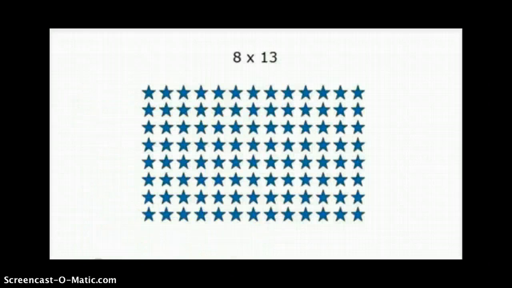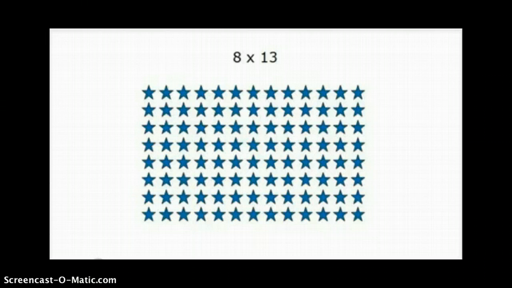I'm going to show you how the distributive property works by starting with an array. Here we have a very large array. It's an 8 by 13 array. It would take me way too long to count all the stars here to find the product of 8 times 13. However, I could break this array into 2 arrays. That would be easy for me to multiply.